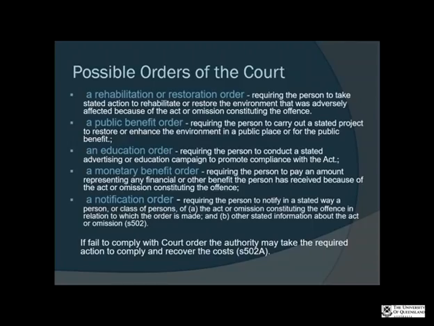And then finally, there's a notification order requiring them to notify a class of persons and so on that they've carried out this breach of the legislation.